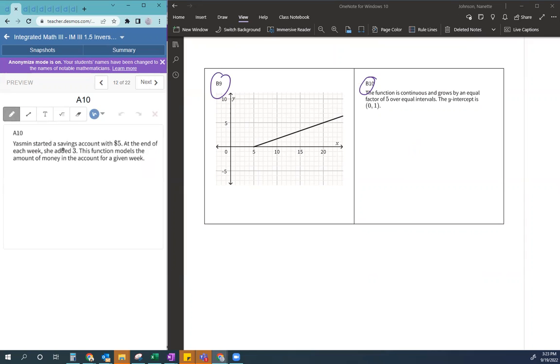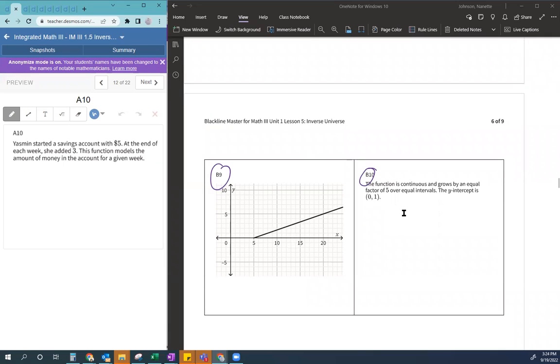Okay, last one. It says Yasmin started a savings account with $5. At the end of each week, she added 3. So she adds 3 every single week. This function models the amount of money in the account for a given week. So again, same thing goes here. I'm looking for a 5. I'm looking for a growth rate of 3, but then I have to flip everything, right?